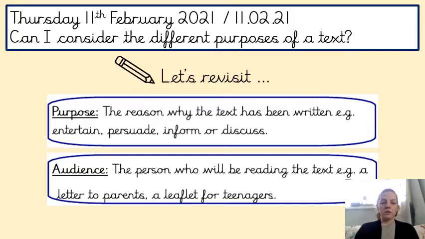Okay, so very quickly we're just going to revisit what purpose and audience means. Purpose is the reason why the text has been written. So it might be to entertain, persuade, inform or discuss. And the audience will be the person who will be reading the text, okay? So it could be that you're writing a letter to parents, it could be that you're writing a leaflet for teenagers, it could just be that you're writing a story, a story for children, okay? So think very carefully about why the text is being written and the type of audience that you're going to be looking at.